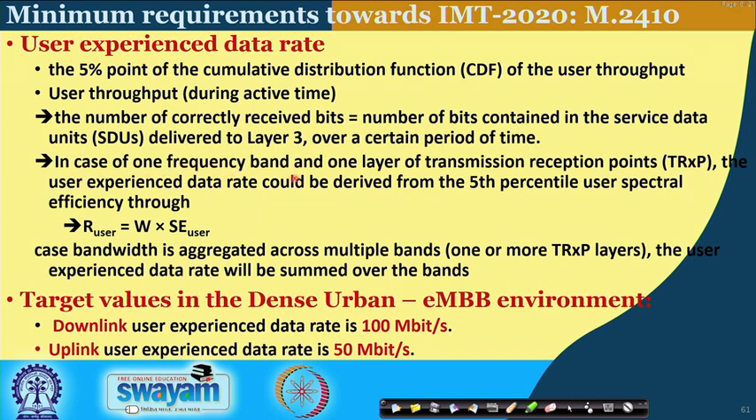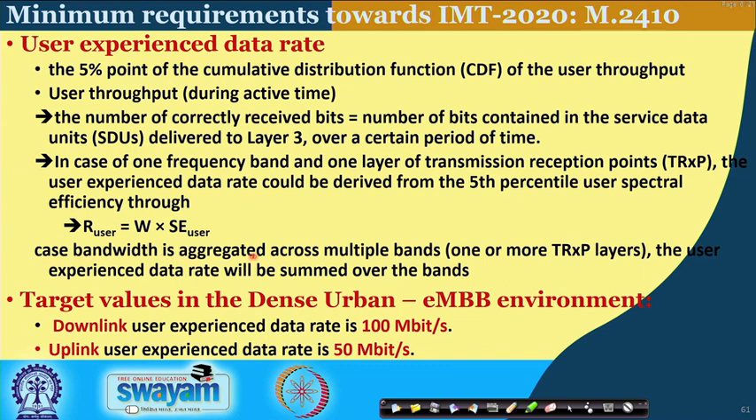Now, in case of one frequency band and one layer transmission, one layer meaning one transmission reception point, the user experience data rate could be derived from the 5th percentile of user spectral efficiency through this. Naturally, this is again the same kind of definition we saw before. So, you have the user spectral efficiency multiplied by the bandwidth and you get the user data rate. If there are multiple layers, you again multiply this by the number of layers, and each layer would provide a certain data rate, and then it is the aggregate data rate in that case.